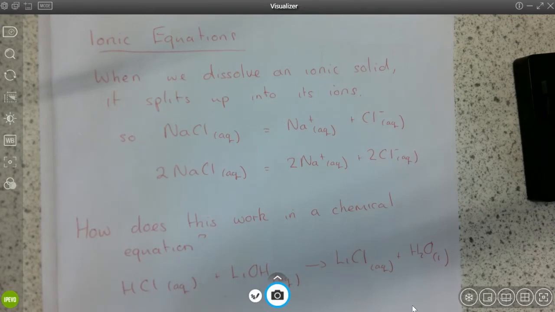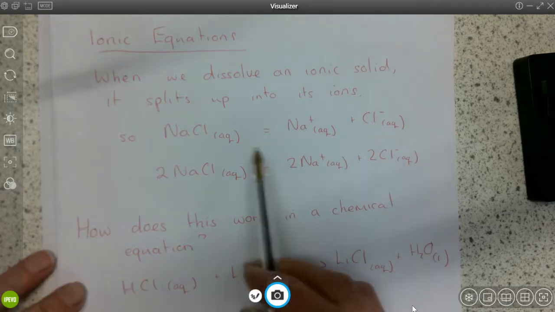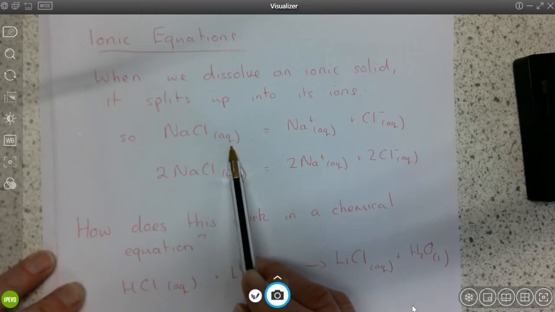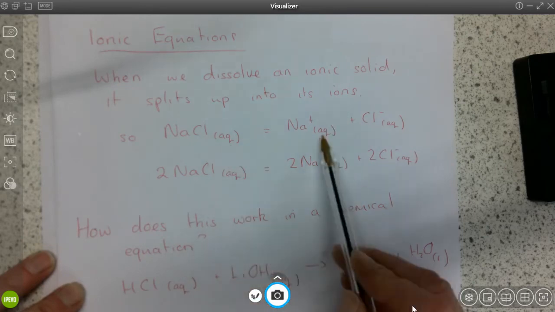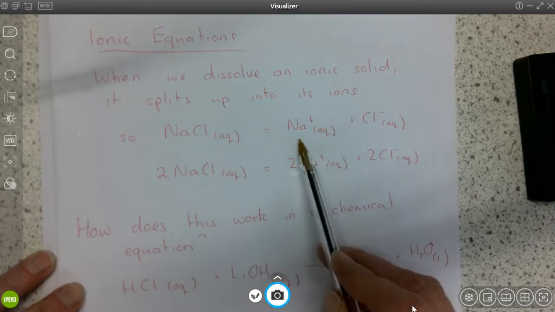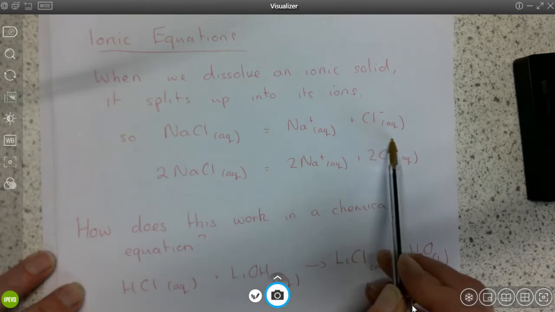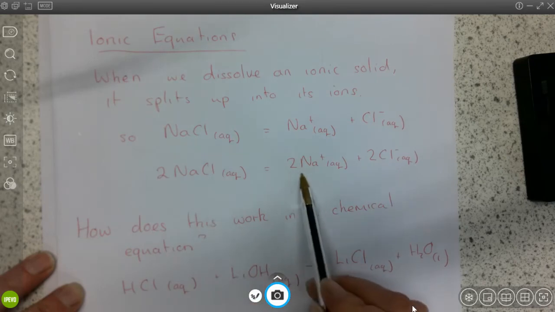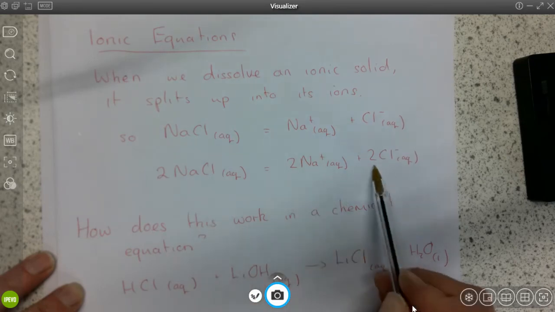When we dissolve an ionic solid, it splits up into its ions. So if I have NaCl here, which is (aq), remember aq means aqueous or dissolved in water, we can represent that as Na+ (aq) and Cl- (aq). If I have 2 NaCl, it's important to remember that that gives me 2 Na+ (aq) and 2 Cl- (aq).